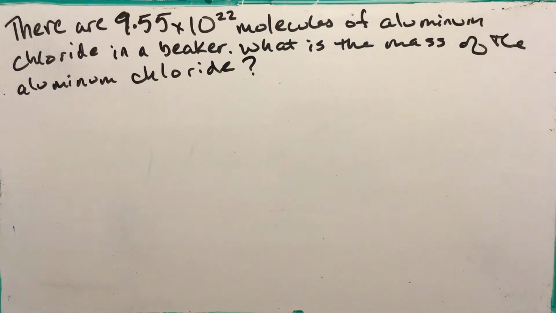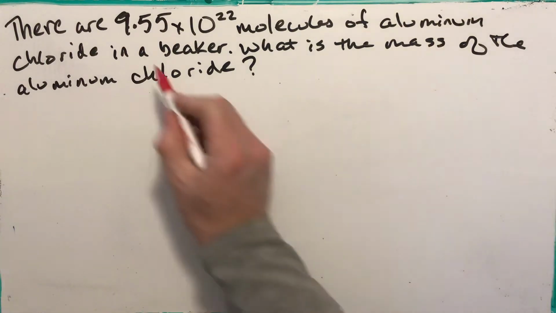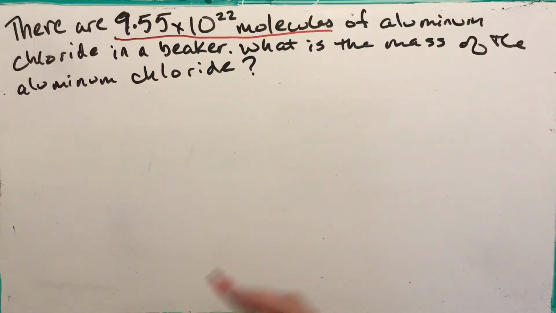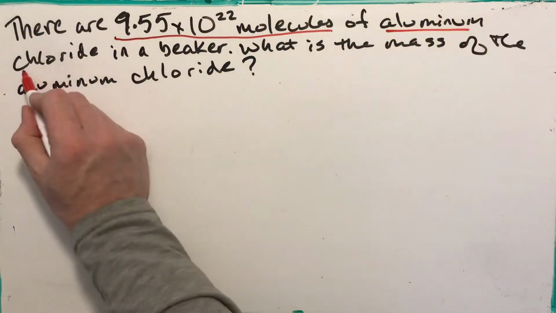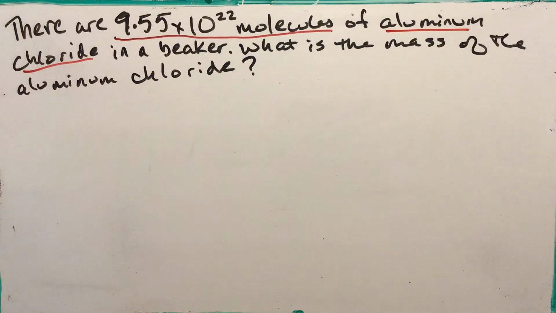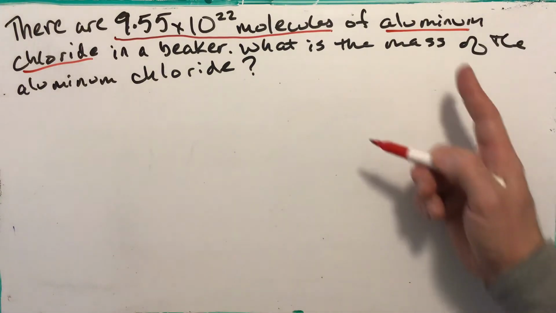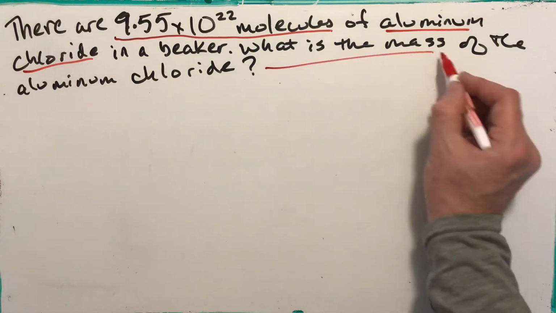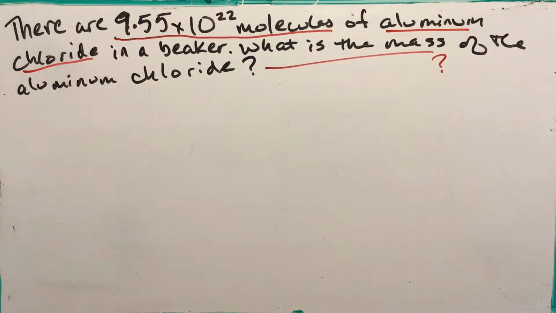So again, let's think this out. Let's think of what we've got to do. First of all, if I have a highlighter, I'm going to underline the important stuff. There's the only value in the question. Aluminum chloride is our substance. I'm going to use the formula of aluminum chloride to find the molar mass of it. I use that formula and add up the pieces. So knowing what you're working with is important here. And of course, our question is, what is the mass?